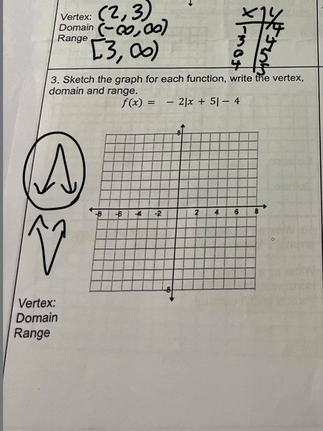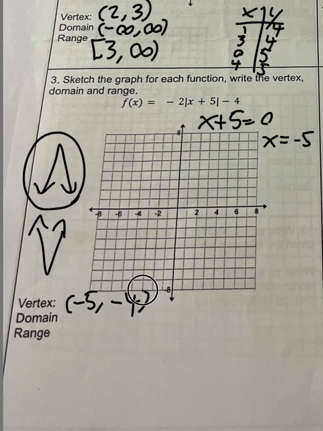So to find the vertex, set the inside of the absolute value equal to 0. So x plus 5 is equal to 0. And that would be x is equal to negative 5. Now, negative 5 will be our x-coordinate of the vertex. And then the y-coordinate would be negative 4. So we can plot this vertex onto the graph. So negative 5 comma negative 4, that'll put us right here.